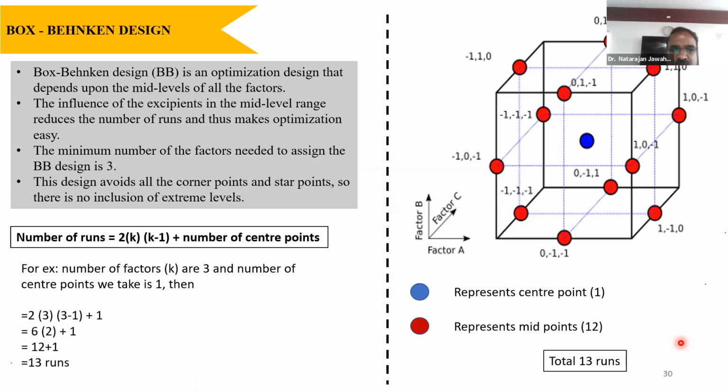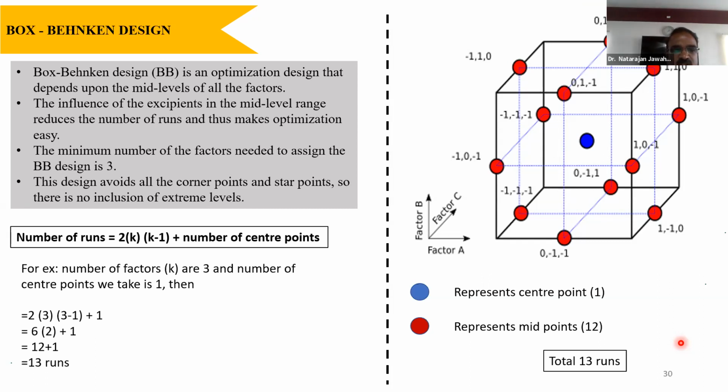Box-Behnken design is another optimization design, which mainly depends upon the middle levels of all the 3 factors. In all other designs, we have only a high level and a low level. But in Box-Behnken design, we have one more level called the mid level, that is, the medium level. Apart from high and low, the medium level will also be considered. The influence of the excipient in the middle level range reduces the number of runs and thus makes the optimization easy. The minimum number of factors needed for Box-Behnken design is only 3.